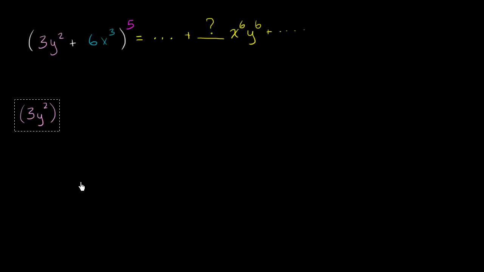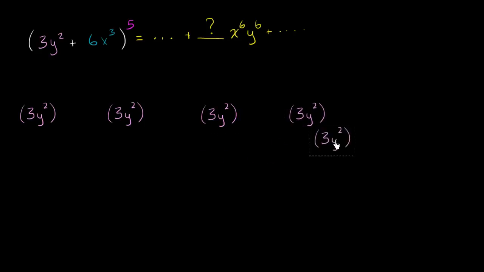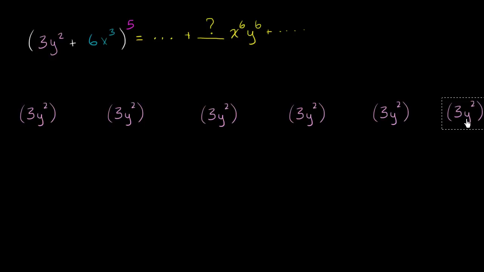So this is going to be, so copy, and so that's first term, second term, make sure I have enough space here, second term, third term, fourth term, fifth term, and sixth term. This is going to have 6 terms to it. You always have one more term than the exponent.